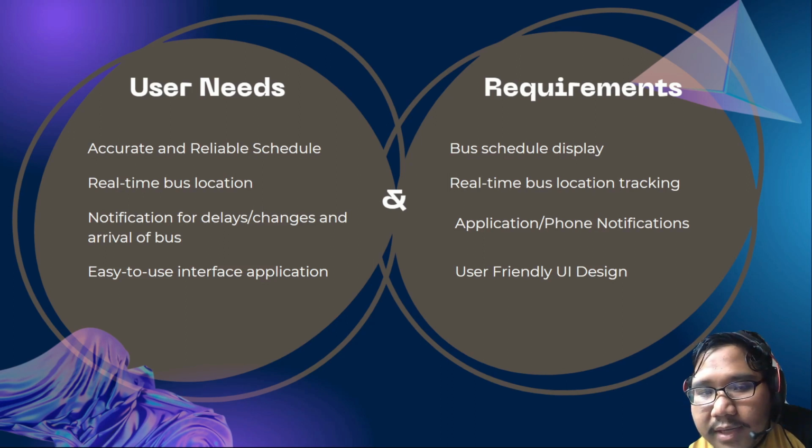Next, we have the notification for delay, change, and arrival of the bus as a requirement. We will make it on the application as a notification, so the user can see it in the application or on their phone. Next is an easy-to-use interface for the application. For that requirement, we will make a user-friendly UI design for the user.